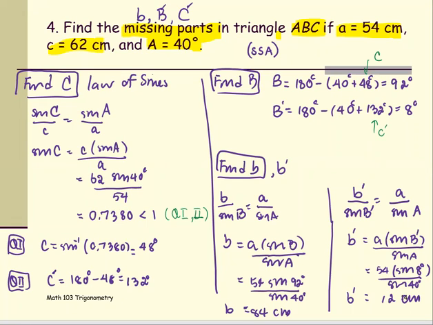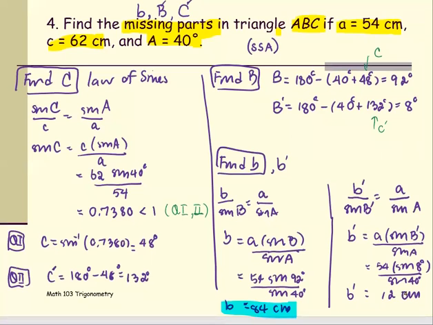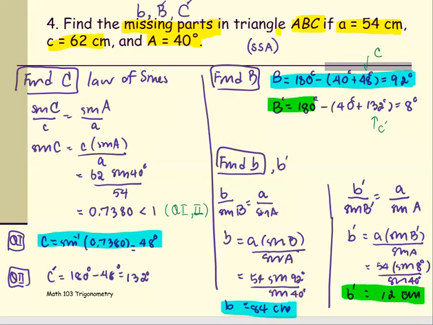So now we have two sets of solutions. I'm going to highlight them in different colors. The first one, we got b as 84 centimeters, angle B as 92 degrees, angle C is 48 degrees. And then the second set of the solution, b prime is 12 centimeters, angle B prime is 8 degrees, angle C prime is 132 degrees. So for this case, we have two possible solutions.